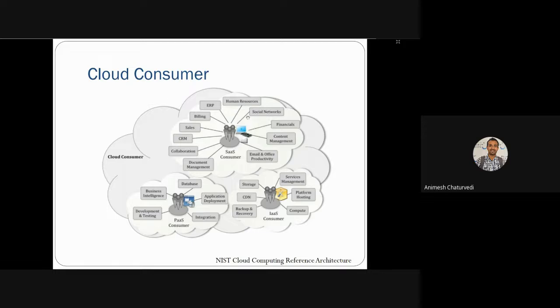There could be some technical consumers as well. They use business intelligence, they use databases, and these types of consumers are said to be platform as a service consumers. They could develop some applications over it, they can do the testing. These are the part of engineers who access platform as a service. Then various applications are deployed, and integration of these services could be done at the PaaS consumer level.